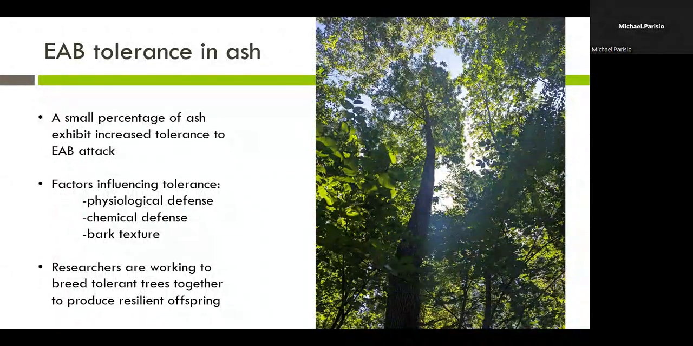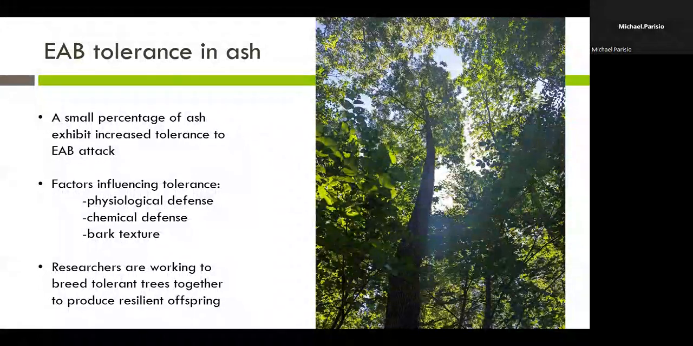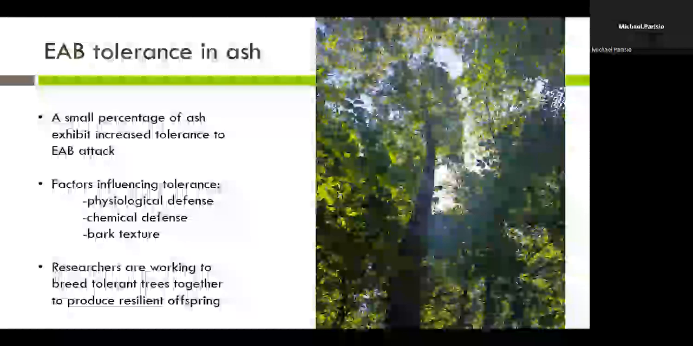There are also some trees adjacent in the same area to this tree that also look okay, but everything else on the surrounding landscape is dead. So it appears that there might be a local pocket of tolerant trees that we found. And there are a number of factors that could potentially influence this tolerance.